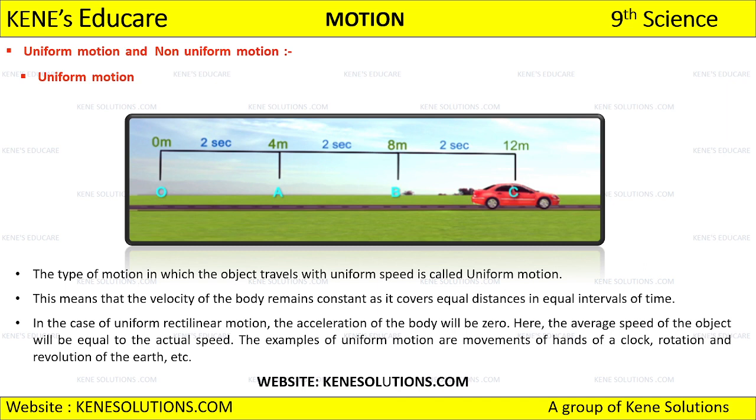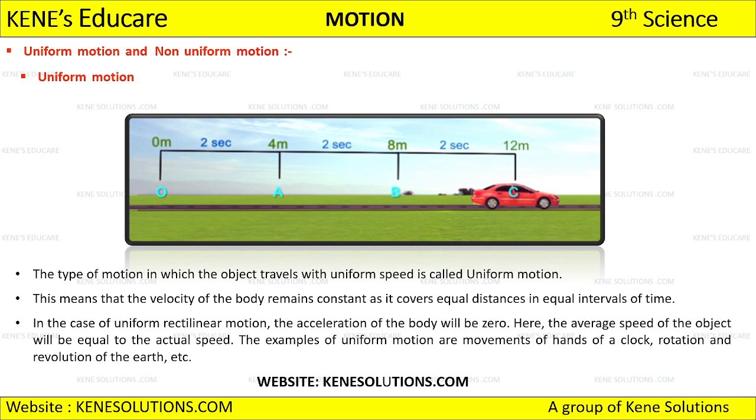Now if you can see the picture given, the car has traveled 12 meters and it took 2 seconds for each stretch. Is it traveling the same distance or a different distance? From 0 to 4 meters the car required 2 seconds, from 4 to 8 it again required 2 seconds, and from 8 to 12 also 2 seconds. It means it is maintaining a constant speed. So this type of motion we call uniform motion.